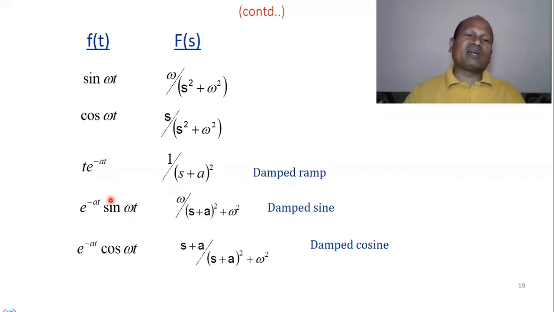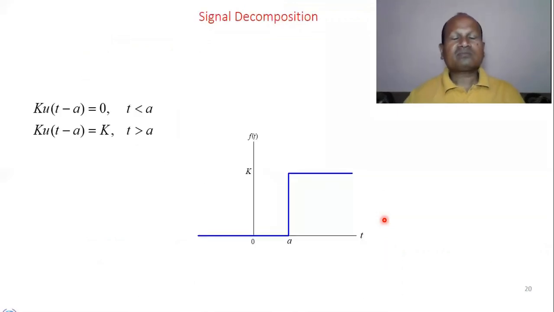Similarly, we know sin omega t. What is sin omega t? Omega by s square plus omega square. And because of e to the power minus at, the s becomes s plus a, so it is omega by s plus a square plus omega square. That same effect is in cosine, s plus a divided by s plus a square plus omega square. If there is no amount of delay, means there is no exponential term, the delay will be automatically removed. So this is delay. s minus of minus a becomes s plus a, like that.